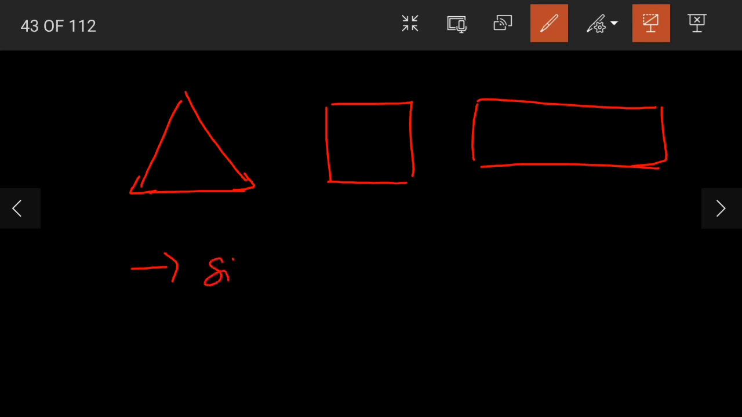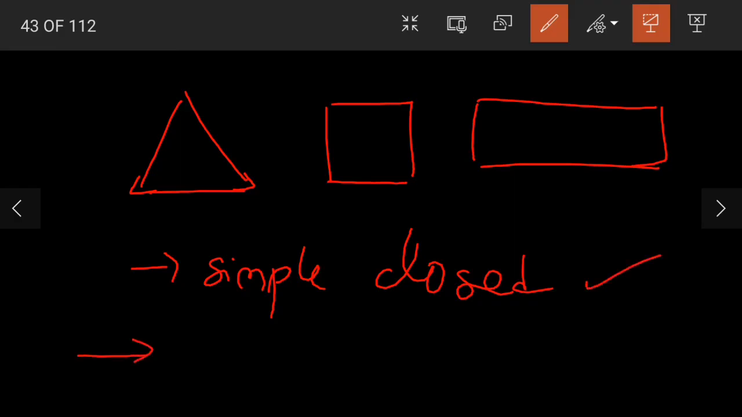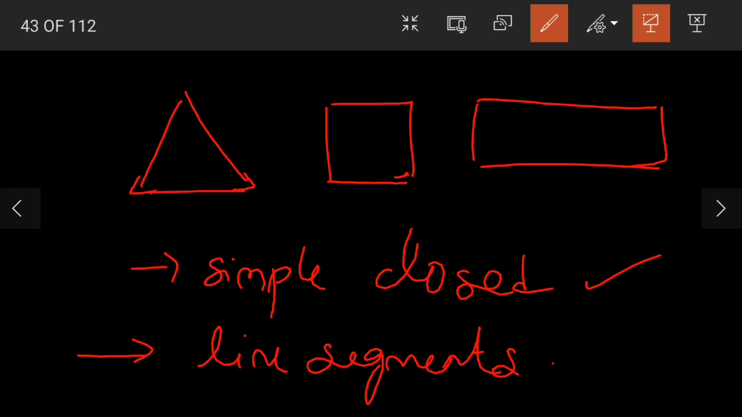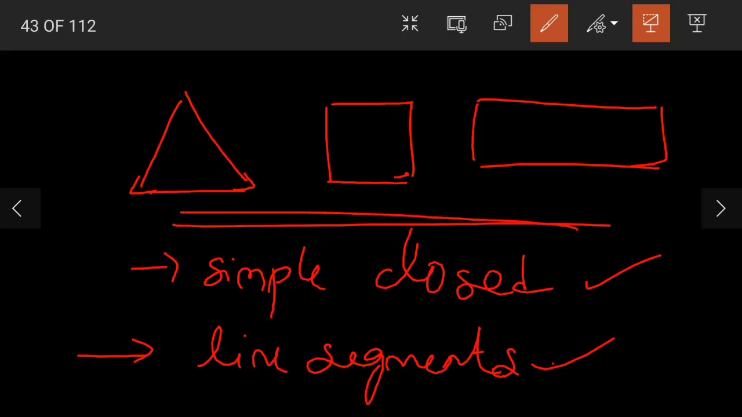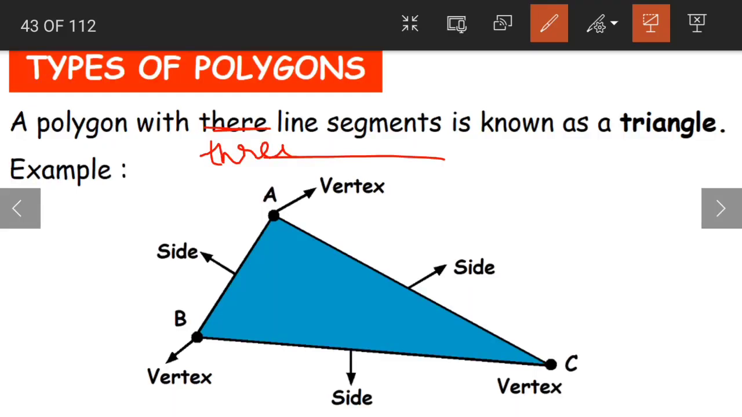First, they should be simple closed curves. Yes, they are simple closed curves, and the second condition is they should be made up of only line segments. Again, is this also correct? Are they made of only line segments? Yes. So these two conditions are satisfied for these 3 figures, so they are also called polygons. We can call this triangle, square and rectangle also a polygon.